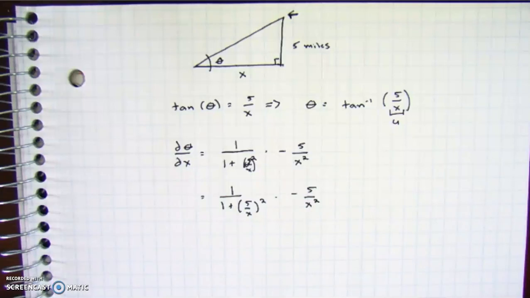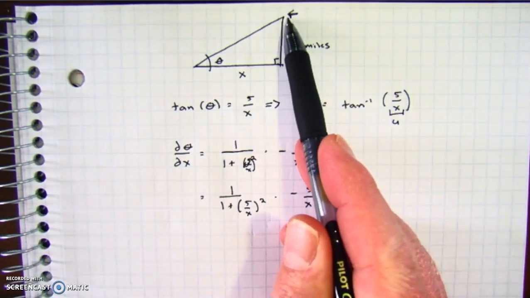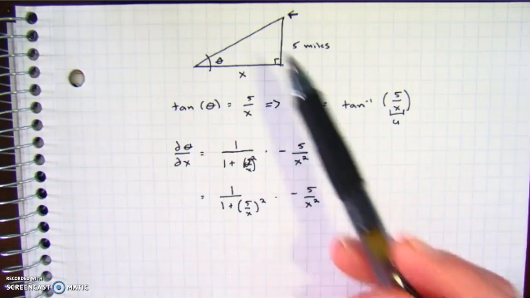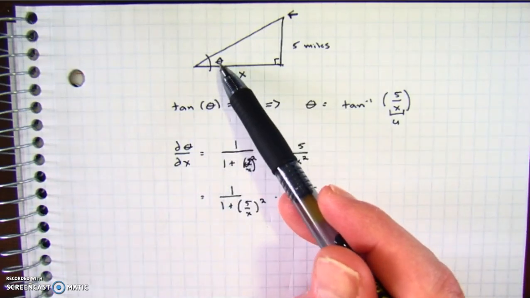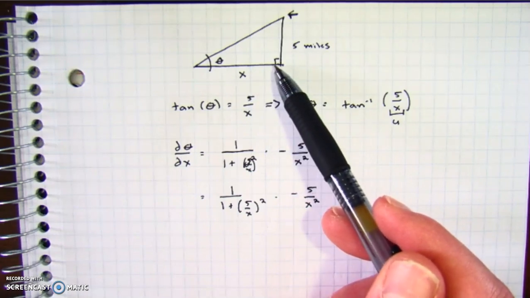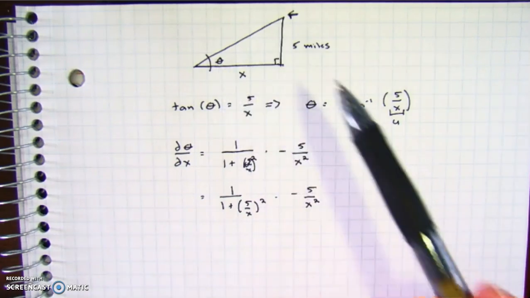Okay, let's finish up this problem here. So, just to review, we've got our airplane here 5 miles up, and it's flying this way, and we want to figure out some equation. How much is theta changing with respect to this x? So every time that x changes, how much does theta change?